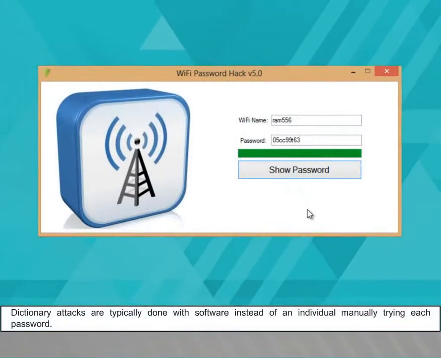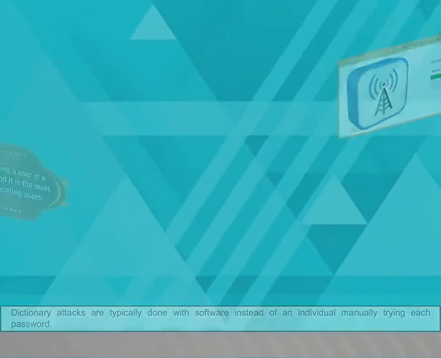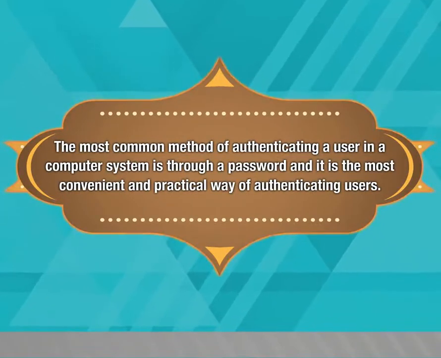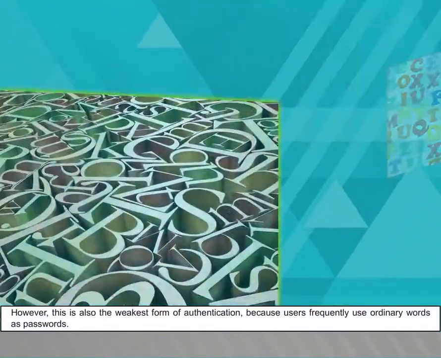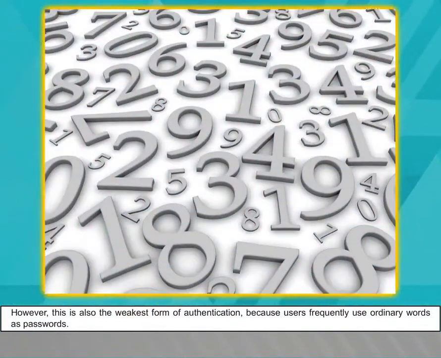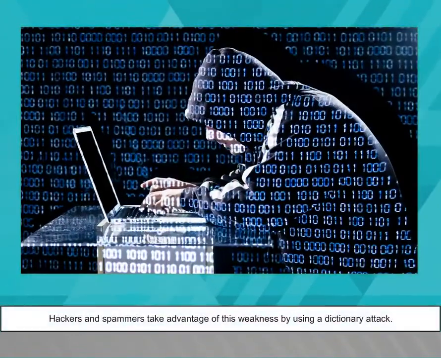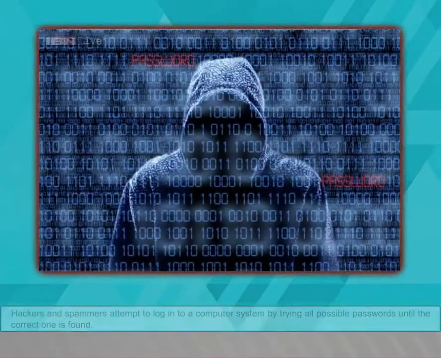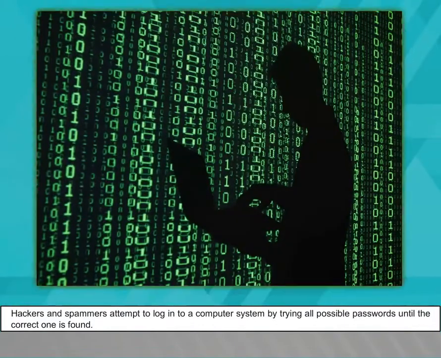Dictionary attacks are typically done with software instead of an individual manually trying each password. The most common method of authenticating a user in a computer system is through a password, and it is the most convenient and practical way of authenticating users. However, this is also the weakest form of authentication because users frequently use ordinary words as passwords. Hackers and spammers take advantage of this weakness by using a dictionary attack. They attempt to log into a computer system by trying all possible passwords until the correct one is found.